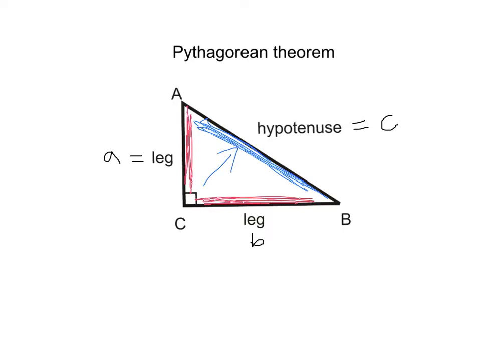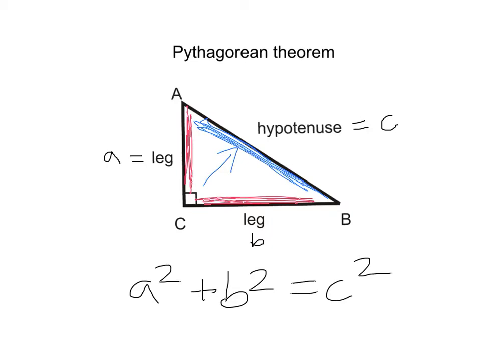Now in our formula, the two legs are going to be A and B. It doesn't matter which order. Either one can be A and either one can be B, since you're going to be adding them together. And the hypotenuse is always going to be C, and that's really important that you don't get that mixed up. Our formula, the Pythagorean Theorem, which many of you have already seen before, is A squared plus B squared equals C squared.